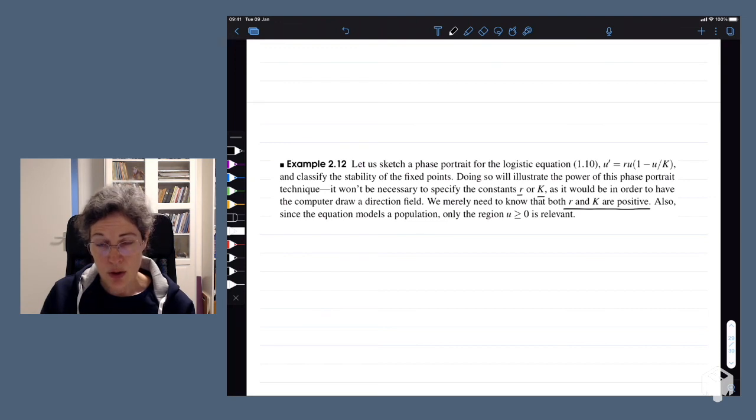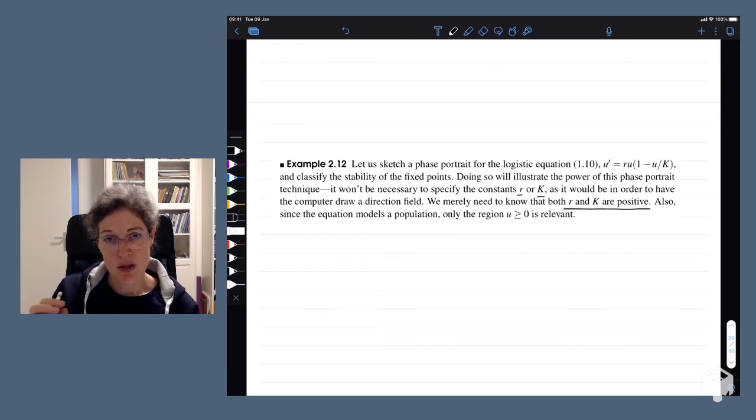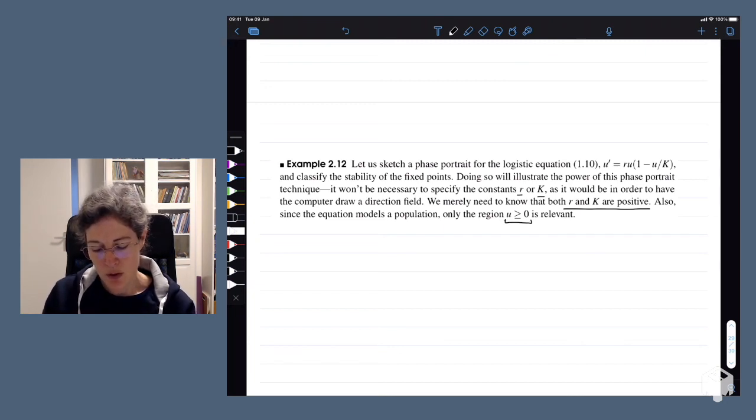And the other thing that you'll know is because it's a logistic equation and it's generally used for modeling populations, only really bother plotting this for u greater than or equal to 0. See what you can do, and I will put the solution in the final set of notes.